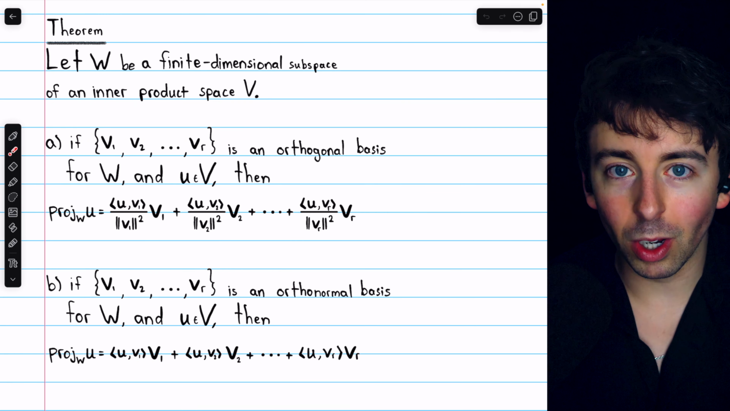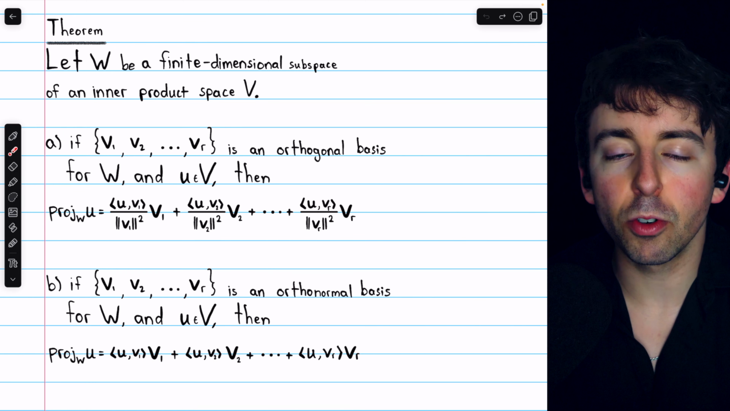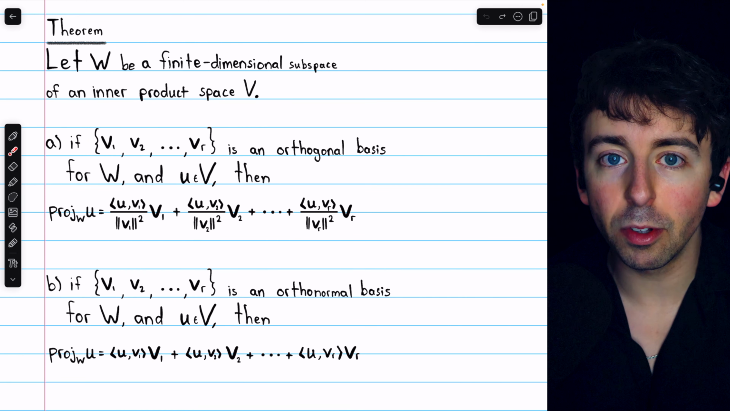In total, we get the projection of u on all the basis vectors, add them up, and that gives us the projection of u on the subspace that's spanned by those orthogonal basis vectors. In a picture, it looks like this.